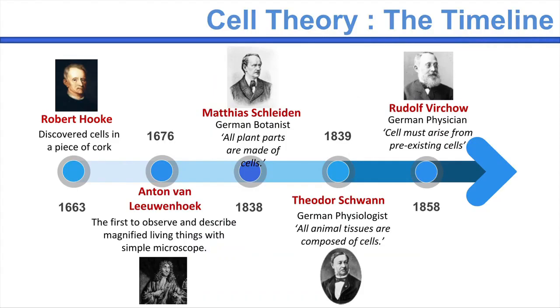There were a few scientists that contributed to the development of cell theory. They were Robert Hooke, Anton van Leeuwenhoek, Matthias Schleiden, Theodor Schwann, and Rudolf Virchow.